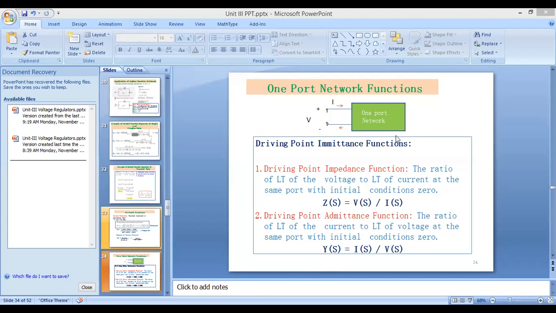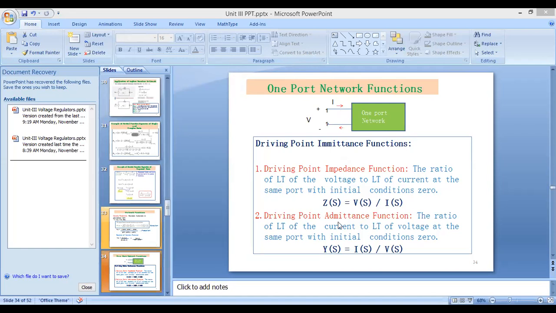Now you can see here, we are calling this network a one port network. Now, we are supposed to calculate the driving point immittance here. Immittance is the common word for impedance and admittance. So we know impedance is nothing but resistance. How do we calculate it? V by I, like R equals V by I.